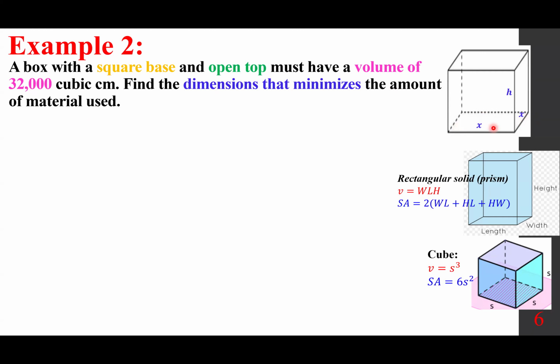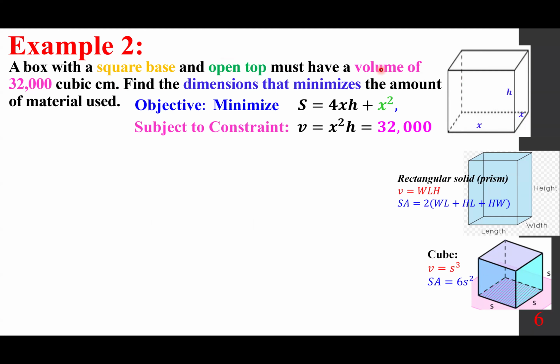normally the base happens to be a square, so it's x squared times 2. We have 2 of them. Then the walls, each one is x times h. There are 4 of them, so 4xh. However, because the top is open, only 1 x squared, not 2 x squared. So S is 4 walls, 4xh, and the base, x squared. That is the objective. What's the constraint? The volume is this much. So x squared times h is 32,000. That is the constraint, the limiting factor in essence.